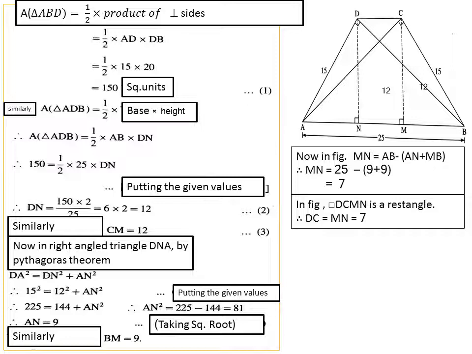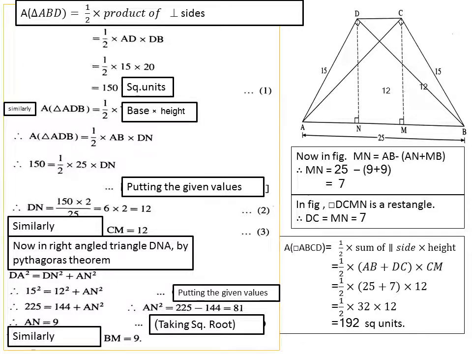Area of trapezium is equal to half into sum of parallel sides into height. Half into sum of parallel sides into height. Which are the parallel sides? AB and DC. And we have already calculated the values of AB and DC.